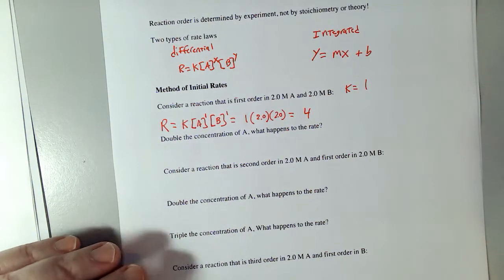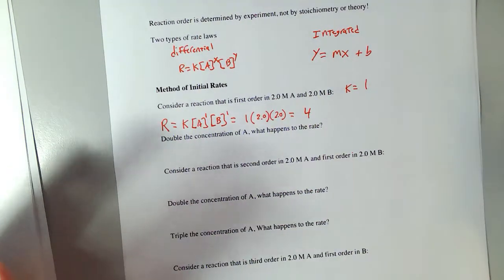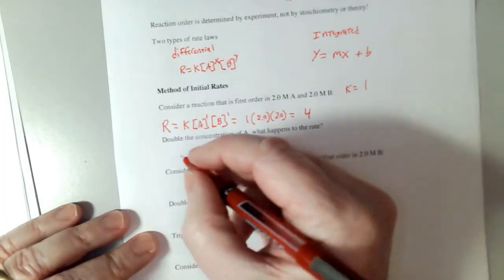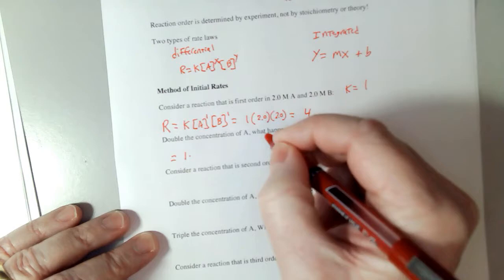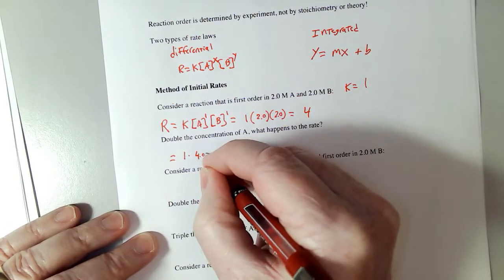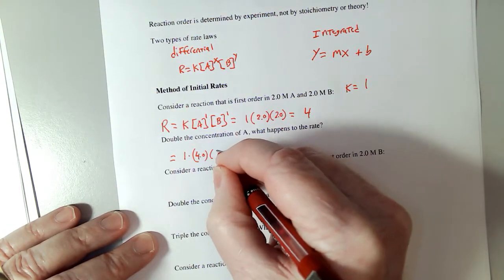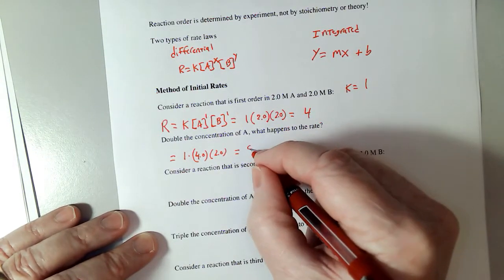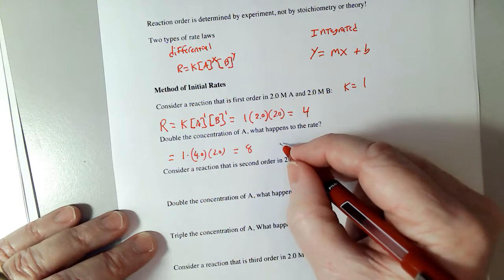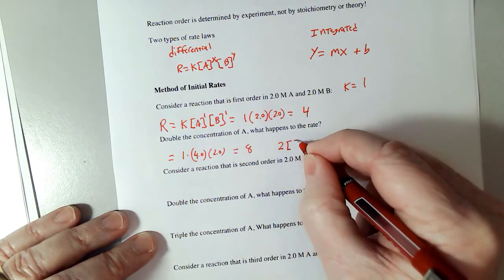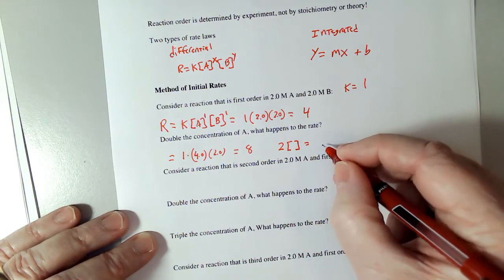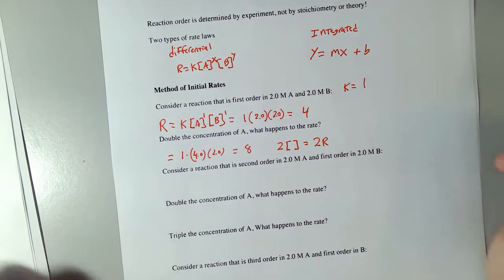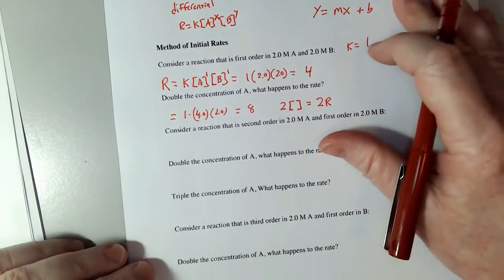Now, what would happen if we increased the concentration of A? Let's double it. This time, instead of 2.0, it's 4.0 raised to the first times 2.0, and this equals 8. So what this is saying is when you double the concentration, it equals double the rate for a first order reaction, not for other order.